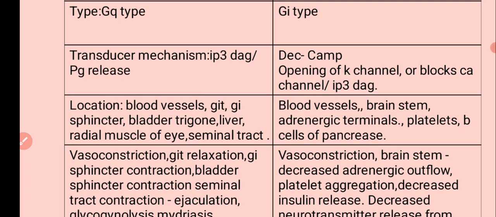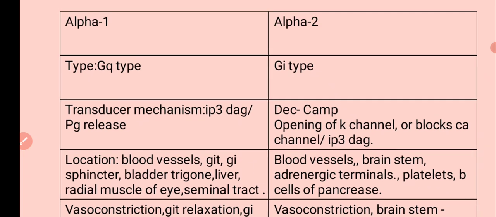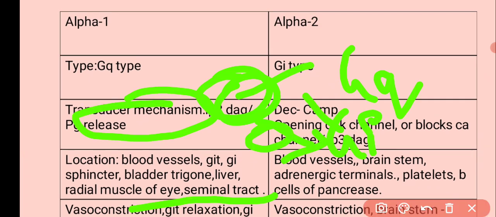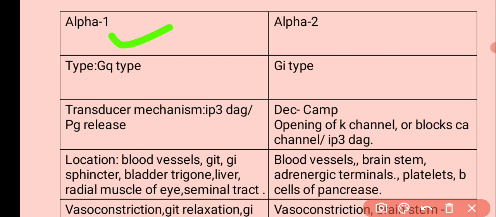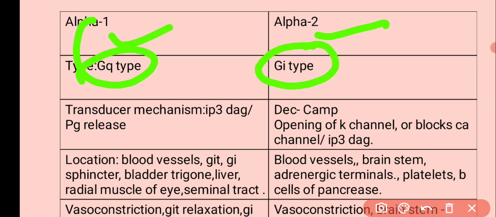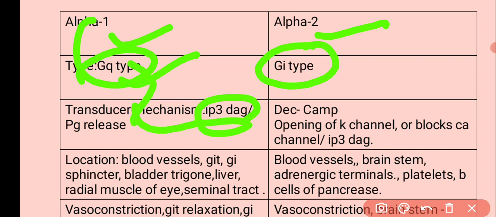First we'll start with the alpha receptors. Alpha receptors are of how many types? Two types: alpha 1 and alpha 2. Alpha 1 receptors are the Gq subtype, whereas alpha 2 receptors are the Gi subtype. What is the transducer mechanism for the Gq type? Whatever the receptor, if it is Gq type, the transducer mechanism is always IP3 and DAG. In case of Gi type, it is always decreased cyclic AMP.